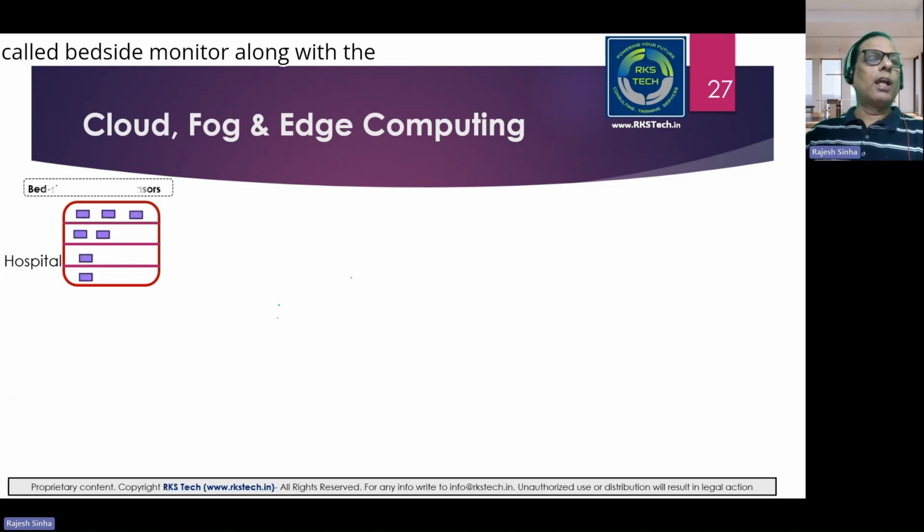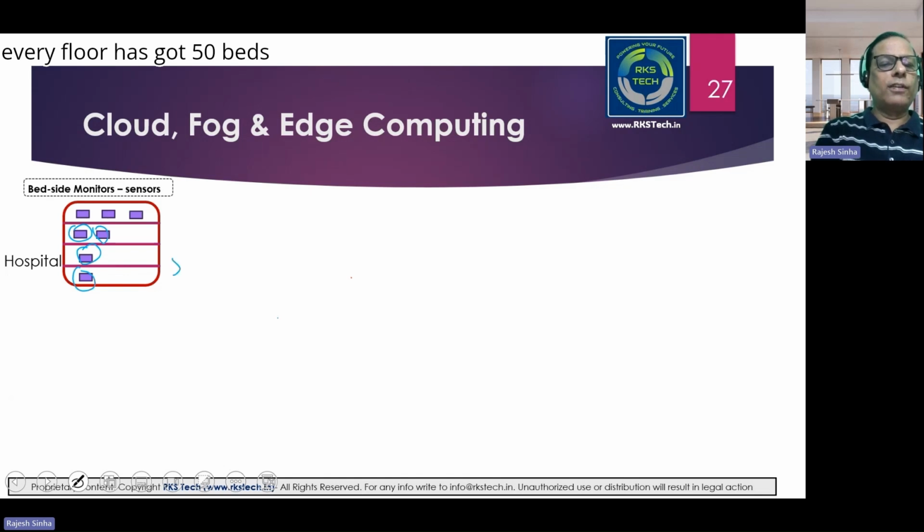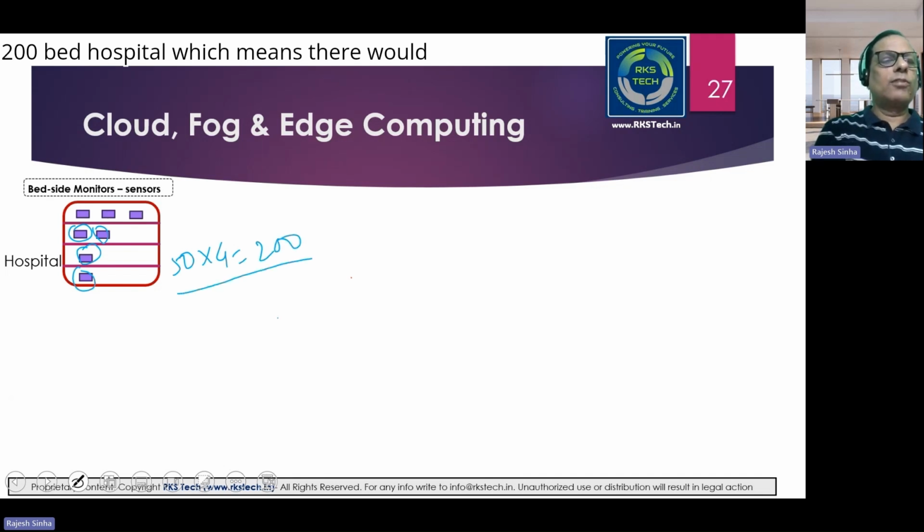every bed has something called a bedside monitor along with the bed. Here on the first floor you will have multiple beds, on the second floor you have beds, on the third floor you have beds. We will assume that every floor has got 50 beds, and this is a 200 bed hospital, which means there would be approximately 200 bedside monitors.